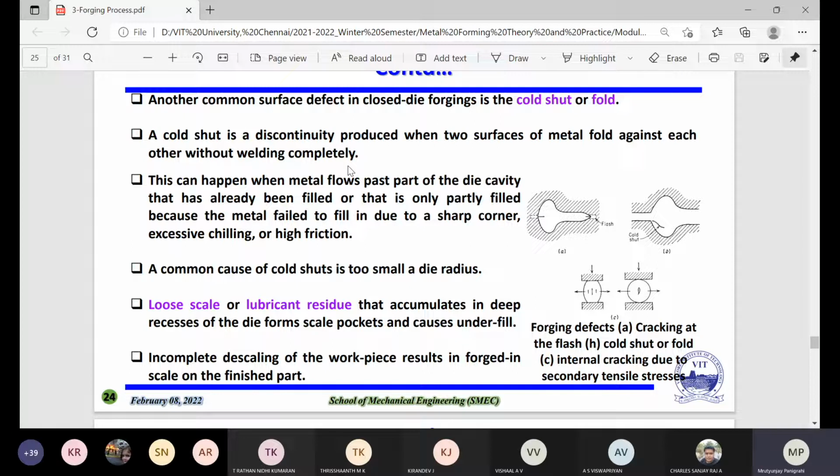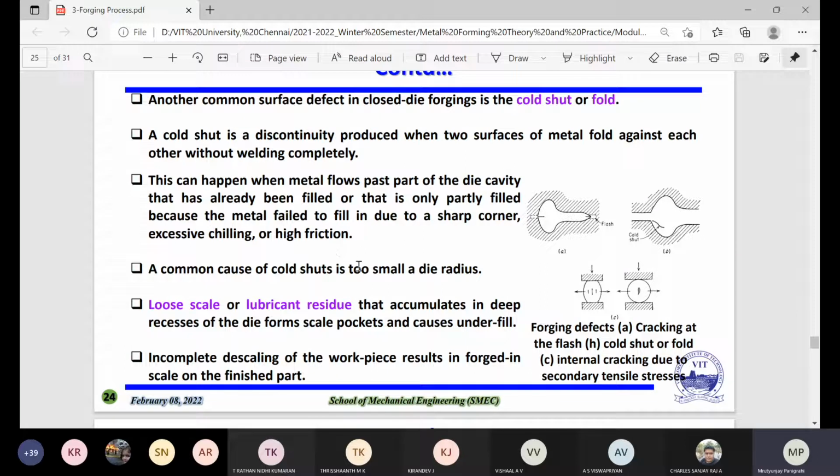Here welding does not mean typical welding. Welding means joining, for example the sandwich method, if you remember in composites we talked about. So welding means the two metal surfaces are not fixed properly. They overlap each other, and this can happen when metal flows past part of the die cavity that has already been filled or is only partly filled. Sometimes the cavity is already filled, but metal still goes there because you do not need it, but it is still passing over. Or it is only partly filled because the metal failed to fill in due to a sharp corner, excessive chilling or high friction.